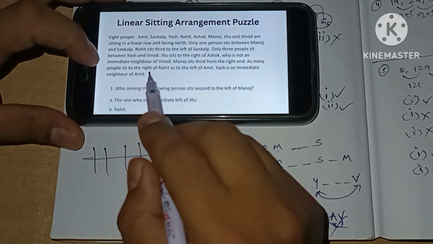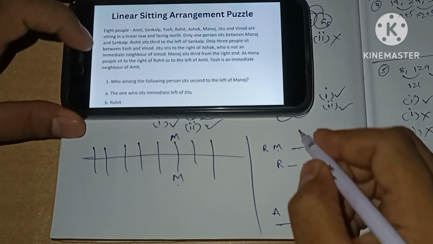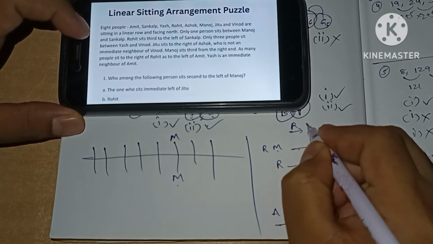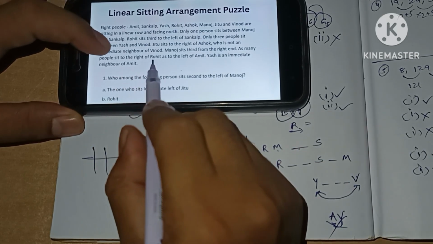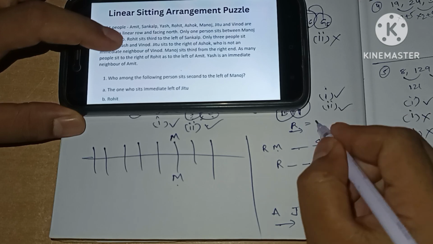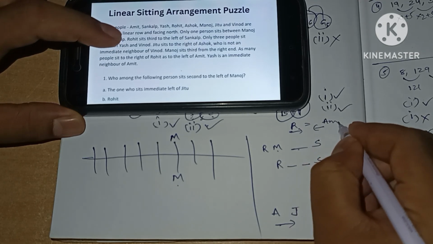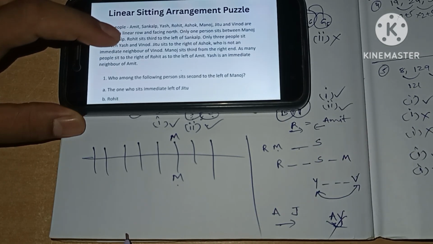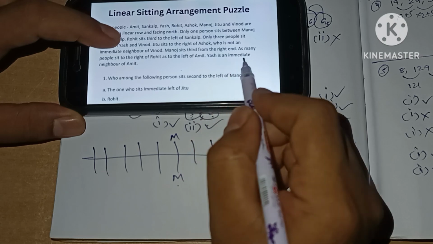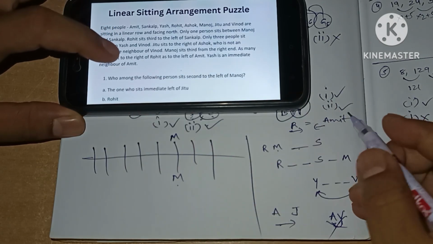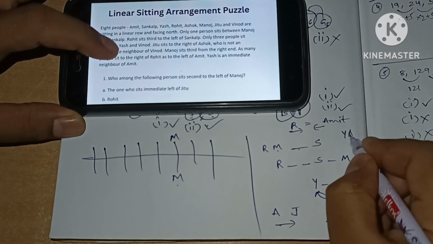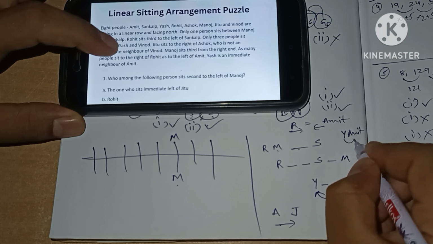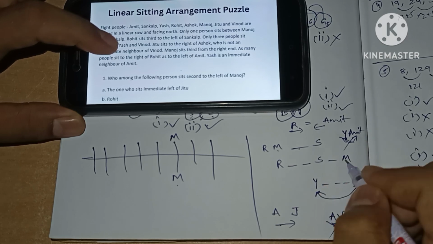As many people sit to the right of Rohit as to the left of Amit. Okay. S is not an immediate neighbor of Amit. Y and Amit, S and Amit do not sit immediately.